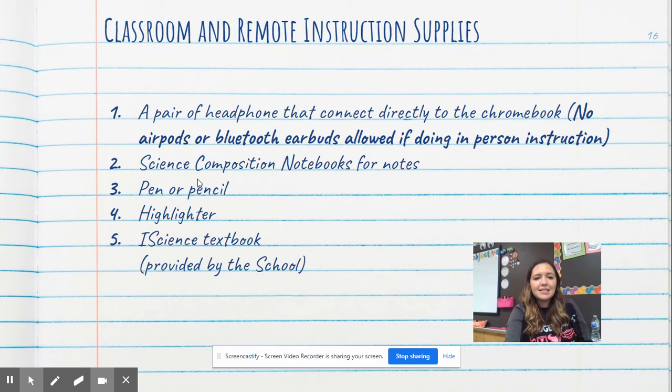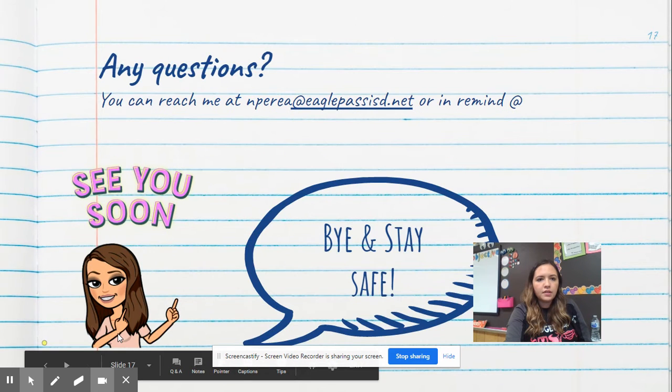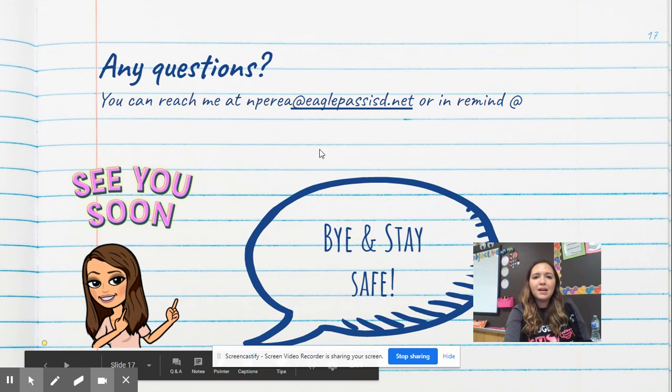Number 2, science composition notebooks for notes. 3, pen or a pencil. 4, highlighter. And 5, iScience textbook. This is going to be provided by the school, okay? So don't worry about number 5. And then that's basically it. If you have any questions, you can reach me at nperea@eaglepassisd.net or in Remind.